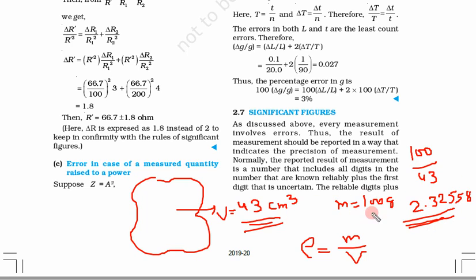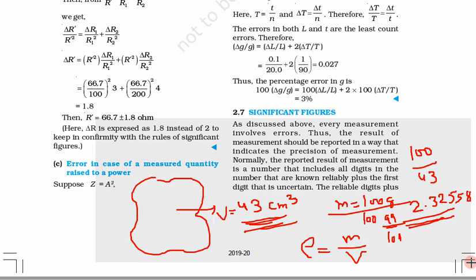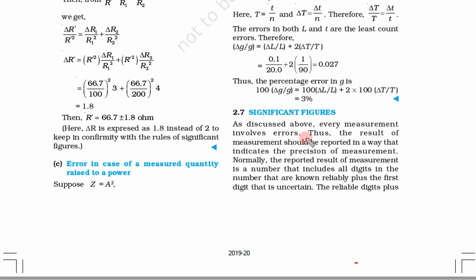Because our mass measurement was only correct up to the third digit. This could be 101 gram or 99 gram, because we have measured with a scale of 1 gram precision. Similarly, there is some error in the volume and this number is not very accurate. So division of two numbers that are not very accurate cannot give a very accurate result.